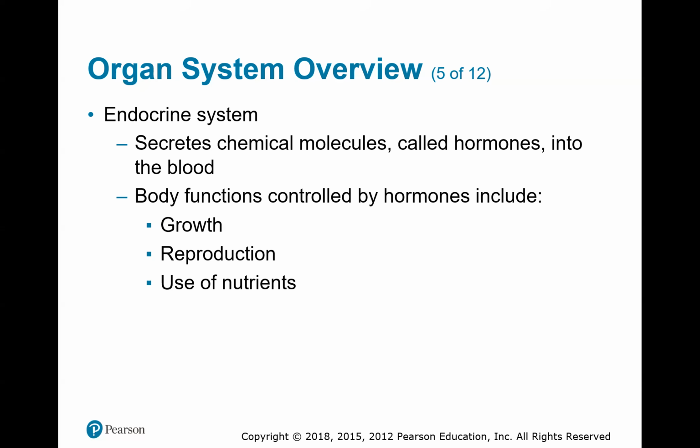And we have several different types of hormones. Some are going to help with growth and reproduction. Some help with nutrients. Some help with circadian rhythm and sleep. Some help us with our mood swings and behaviors. So we will discuss the endocrine system in way further detail later on.